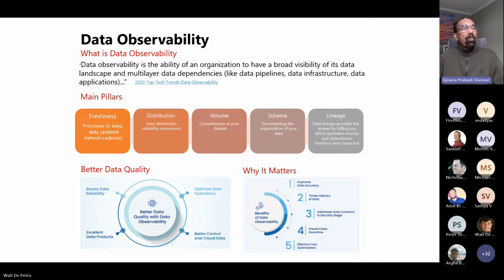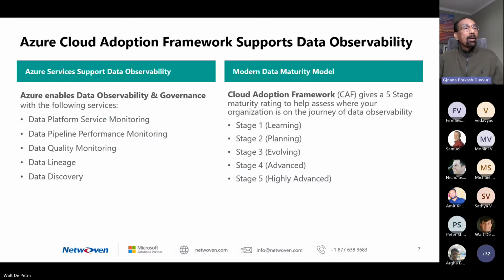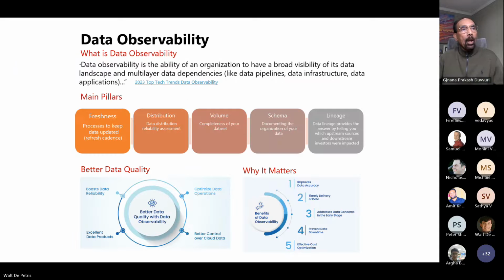These are the 5 principles it works on. When we take care of these 5 pillars, it gives better data quality, boosts data reliability, optimizes data operations, gives excellent data products, and better control of cloud data, especially. And why it matters: it improves data accuracy and timely delivery of data, addresses data concerns in the early stages, and prevents data downtime. It also gives effective cost optimization. Okay, next slide, Walt.